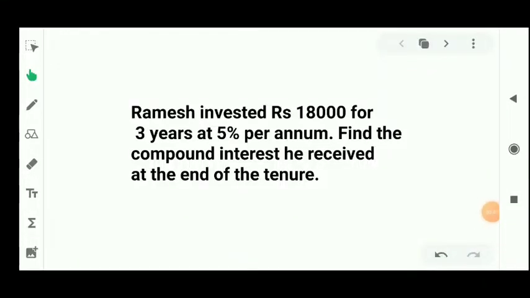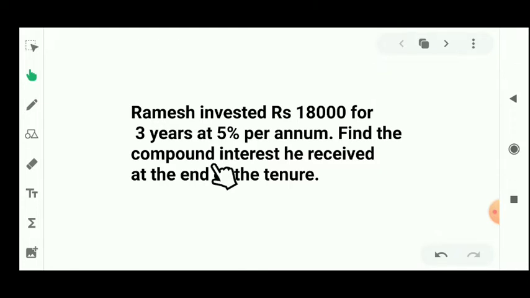Hello students, today I will start chapter number 3 from your reasoning book, that is compound interest. As you know, in chapter number 8 of your course book, I explained exercise 8.1, exercise 8.2 and exercise 8.3. As you remember, exercise 8.3 is based on compound interest. So let's see some questions given in the book.